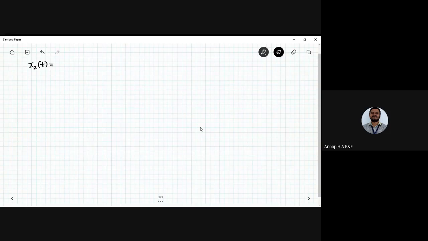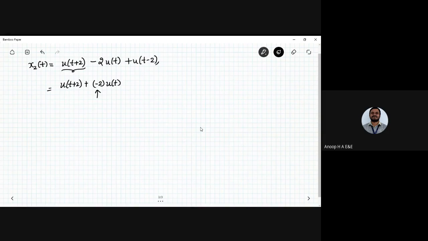Moving on to the next one, that is x2 of t. x2 of t equals u of t plus 2 minus 2 times u of t plus u of t minus 2. You're going to write the signal here, which is u of t plus 2, minus 2 times u of t, plus u of t minus 2. Okay, this is one signal. I can just rewrite it: u of t plus 2 plus minus 2 into u of t.